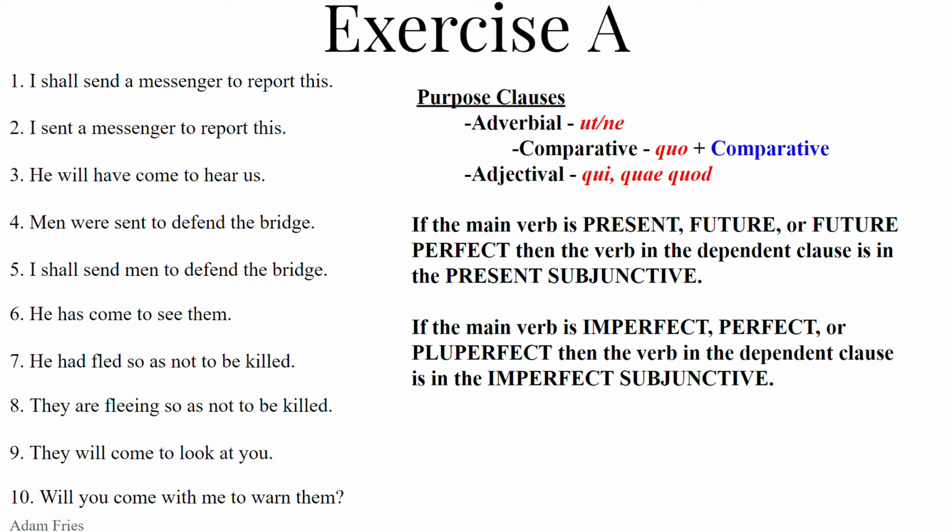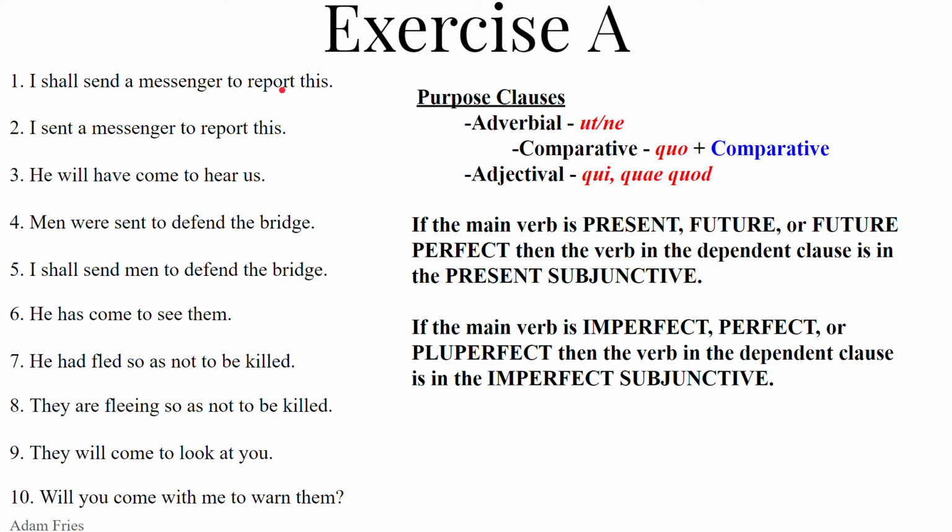And then this, the direct object of the verb report, could either be the neuter hoc or the neuter id. So hoc or id. Altogether, the sentence could say something like nuntium mittam ut hoc or id nuntiet. This sentence is in primary sequence because the main verb is future, making the dependent subjunctive verb in the present subjunctive.